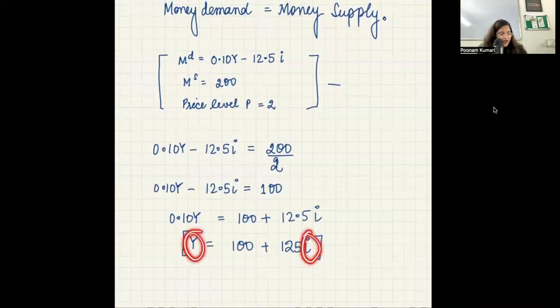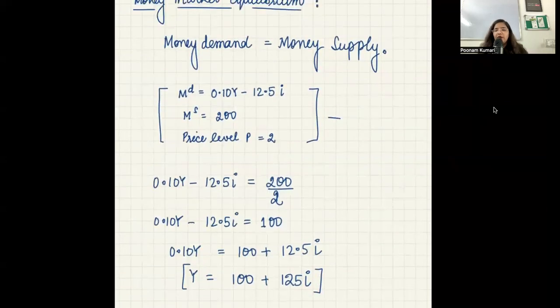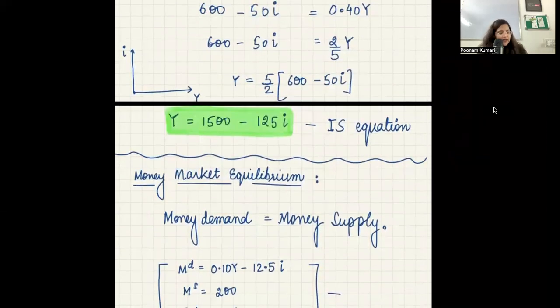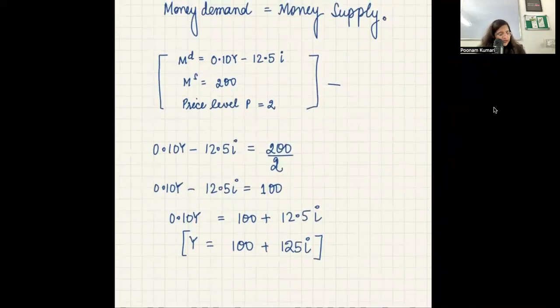Here y and i are positively related. If i is going up, y will go up. If y is going up, i will go up. So they have a positive relationship. Unlike this case wherein they have a negative relationship, and which is basically what we see. यही हमें देखने को मिलता है, right? So this particular equation is your LM equation.